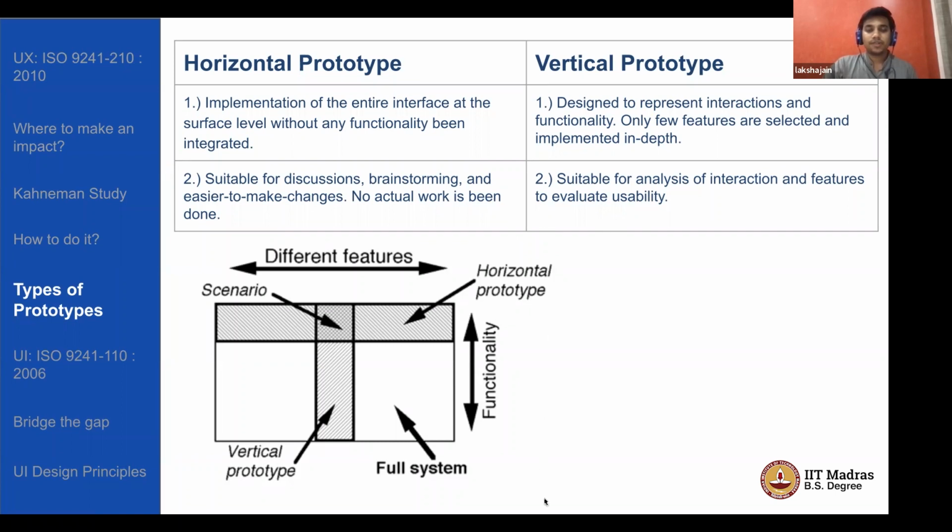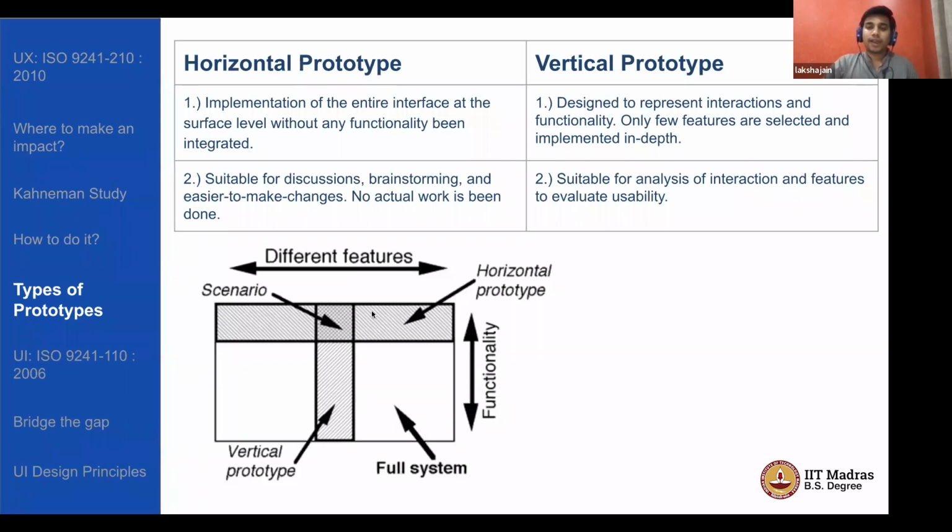So let's talk about this diagram present over here. Over here, you can see a formation of T. The horizontal bar talks about the horizontal prototype, whereas the vertical bar talks about the vertical prototype. As we have discussed, horizontal prototypes are best for brainstorming sessions. These are implemented at the surface level.